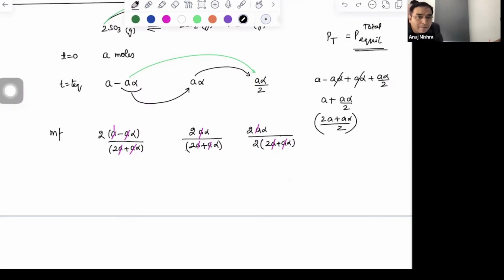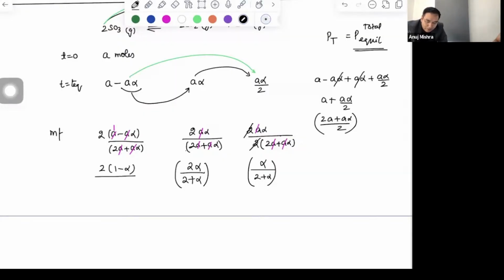ठीक बात है? तो आपका आंसर क्या है? यहाँ पे 2 भी उड़ जाएगा. ठीक है, ये क्या बचा? अल्फा डिवाइडेड बाय, राइट? Now this a is gone. This is 2 plus alpha. Everything is gone. इधर पे 2 alpha divided by 2 plus alpha. और यहाँ पे 2 times 1 minus alpha divided by 2 plus alpha. ऐसा आ रहा है? Please confirm.